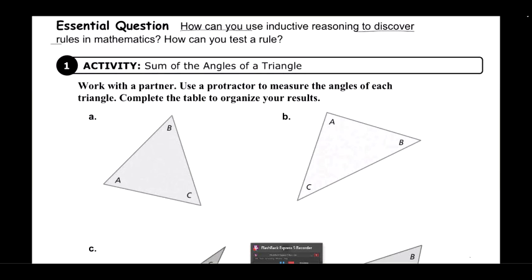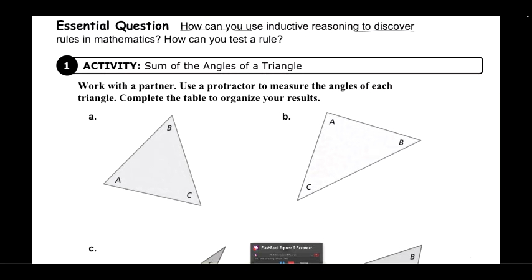So the essential question is, how can we use inductive reasoning to discover rules in mathematics? Those are big words to say, how can we find a house if we don't know how to get there? Well, in order to do that, you would have to try all the roads, or at least have a map and plot the best way there that you can see. So we are going to discover some rules about simple equations by using these triangles.